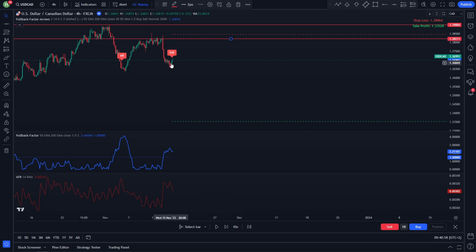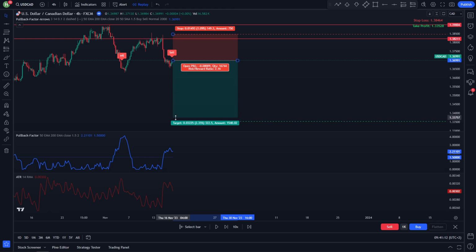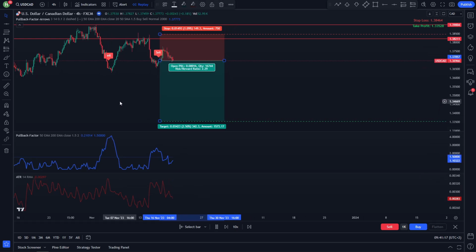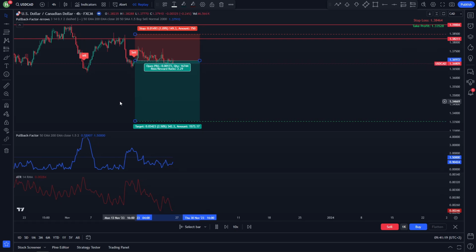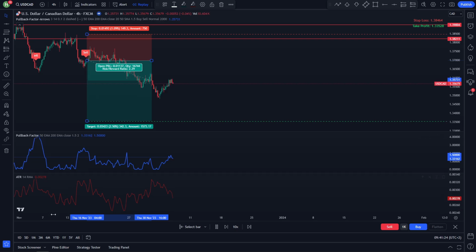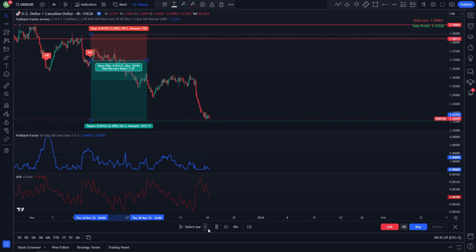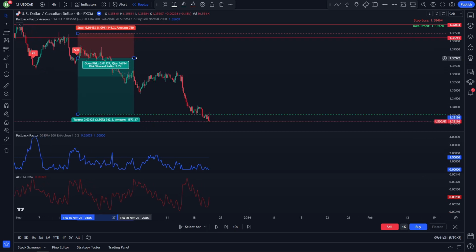Now, once the candle has closed, confirming the end of the pullback and the continuation of the downtrend, I will enter my sell trade. For the sell trade, I will place my stop loss and take profit according to the levels provided by the indicator and let the trade play out. By accurately identifying the end of the pullback, the indicator enables us to enter trades with precision, maximizing profits and minimizing the risk of premature entries.